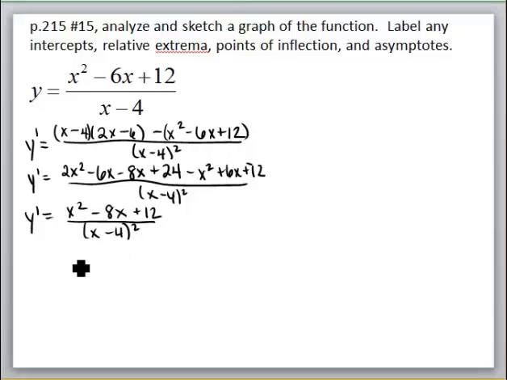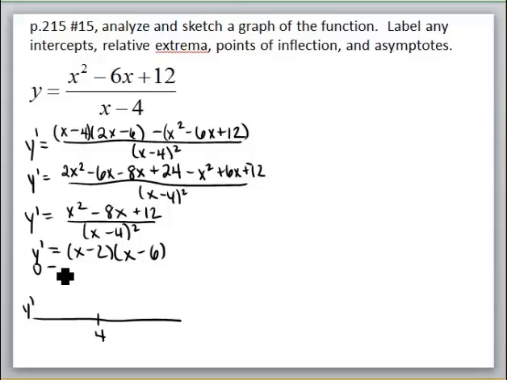On the bottom, I would have critical number of 4. And on the top, I will have to solve. So I'll go ahead and start my first derivative test line right here. On the top, I can factor into x minus 2, x minus 6. So that means when I set this equal to 0, my other two critical numbers will be 6 and 2. Testing the intervals.